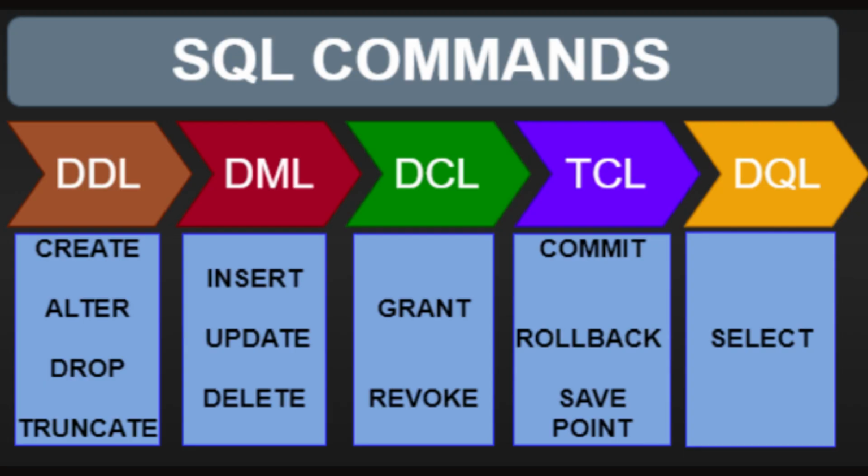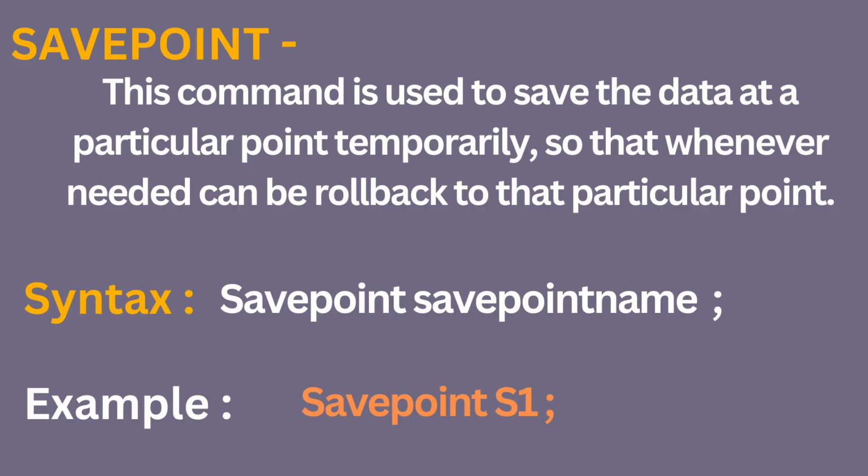Next we have save point. Save point is used to save the data at a particular point temporarily so that whenever needed we can roll back to that particular point. And the syntax is save point name. And the example is save point S1.